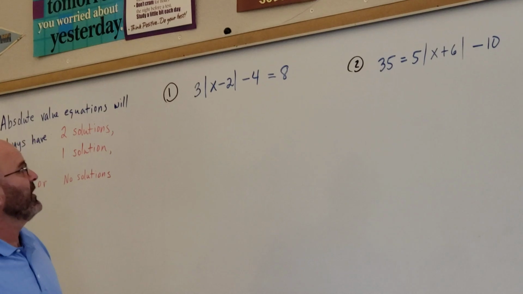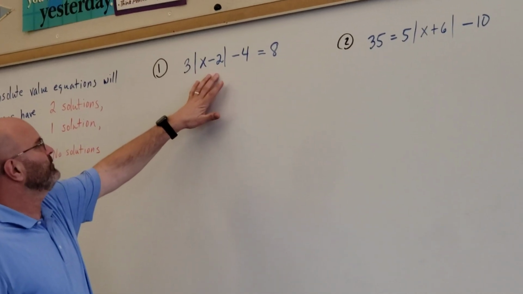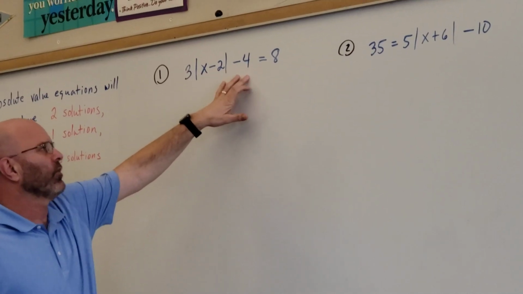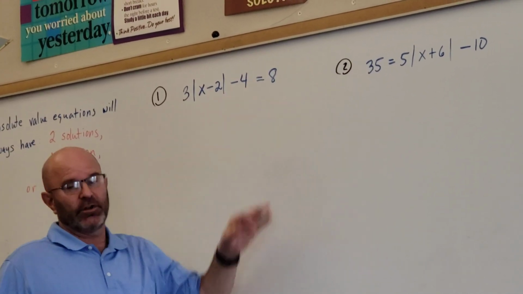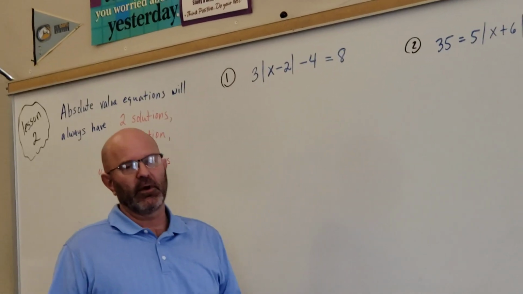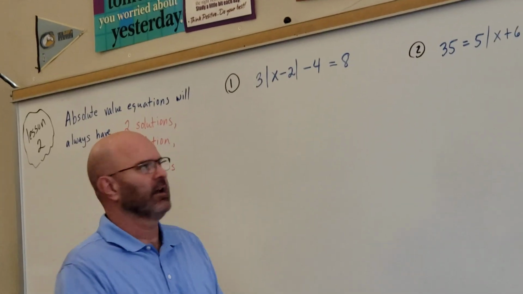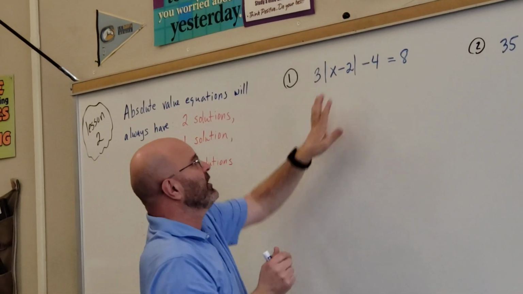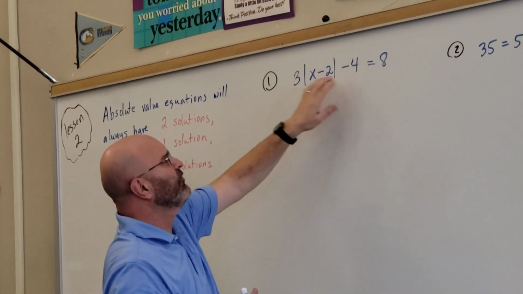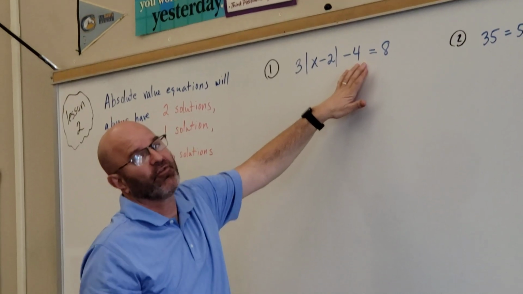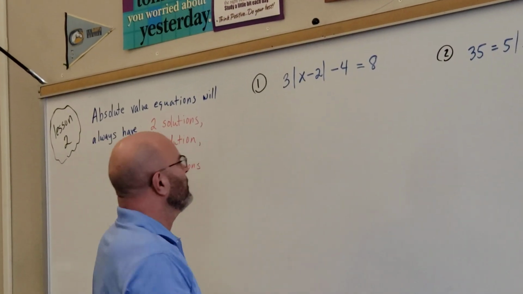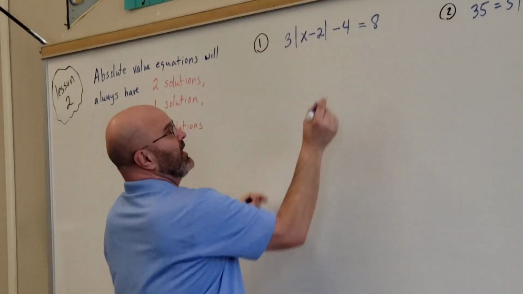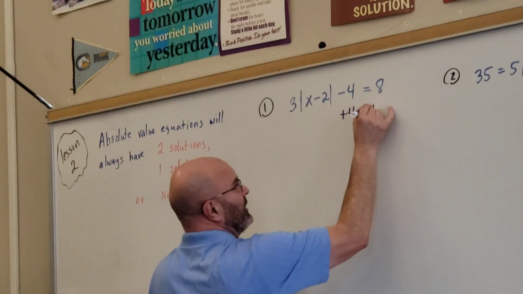So we're going to jump straight into problem 1. We have 3 times the absolute value of x minus 2, minus 4, equals 8. We're going to need 2 equations. But remember, step 1 must be to isolate the absolute value. There's 2 things going on. It's being multiplied by 3, and 4 is also being subtracted from it. So the first thing we want to do is isolate the term that has the absolute value in it. That involves adding 4 to both sides.